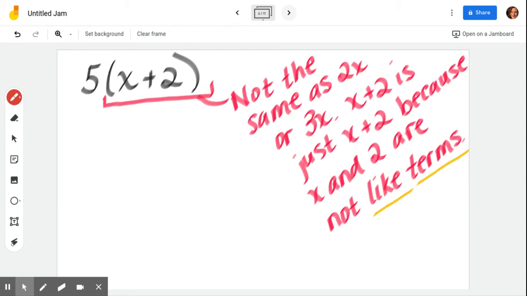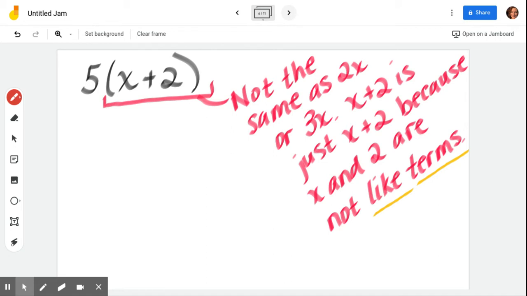Sometimes I'll have students rewrite x plus 2 as 2x. That's not the same. Or they'll look at that as x and 2 more, so that's 3x, but they're not the same. X and 2 are not like terms. That means they don't have the same variable. You can't have an apple and an orange and say how many apples you have altogether, because an orange can't be added with those apples. I can't say an x and a 2 and how many is that all together, because an x and a 2 are not the same thing. It's just x plus 2.